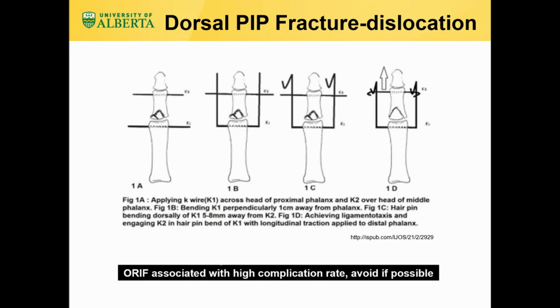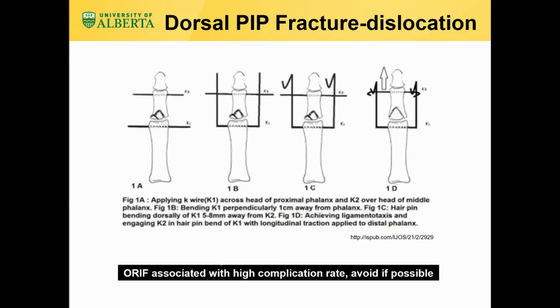Stable fracture dislocations, involving less than 30% of the joint surface, can be reduced and splinted with the extension blocking splint. Unstable fracture dislocations, involving more than 30% of the joint surface or with subluxation, are more difficult to treat. They can occasionally be treated with a dynamic traction splint, allowing early range of motion, but frequently require operative treatment.